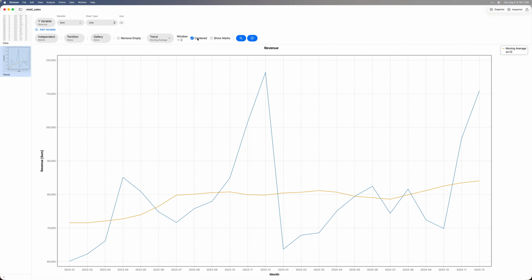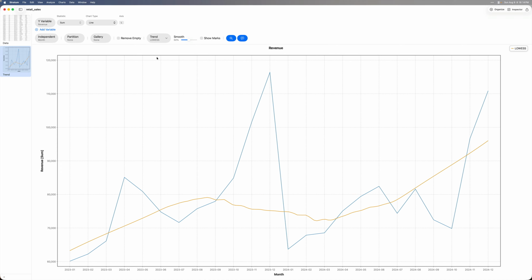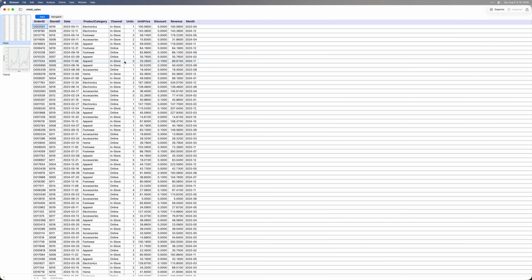Centered keeps the smooth curve aligned with the data. Turn it off for a trailing average that looks only backward, the way a running total does. And lowest is still there if you'd rather fit a flexible curve than a fixed window.